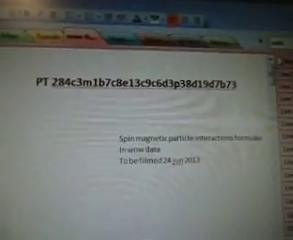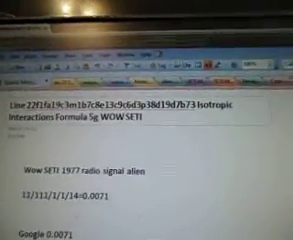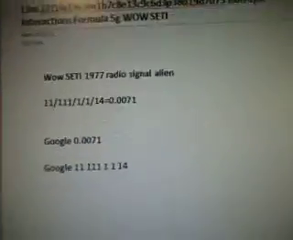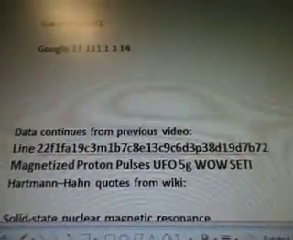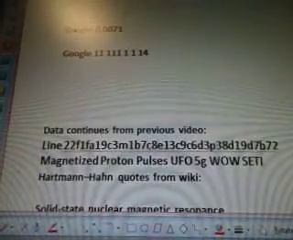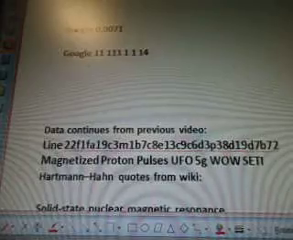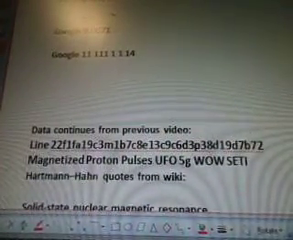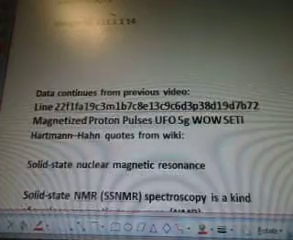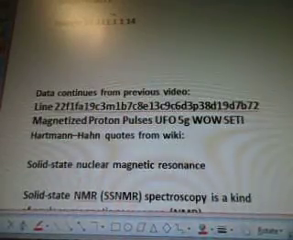Okay, so this part: 7b73, line 22, isotropic interactions formula, 5G Wow SETI. There's the alien radio signal. This is the spin magnetic particle interactions formula in the Wow data. So it continues from this line of data, 7b72, magnetized proton pulses UFO.